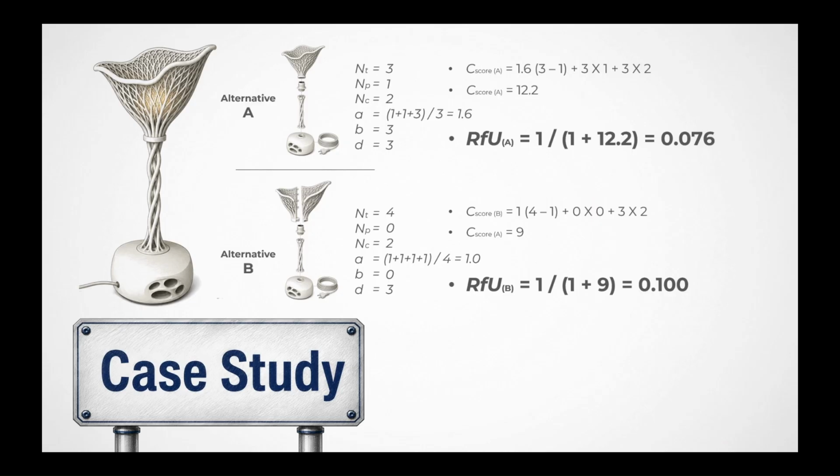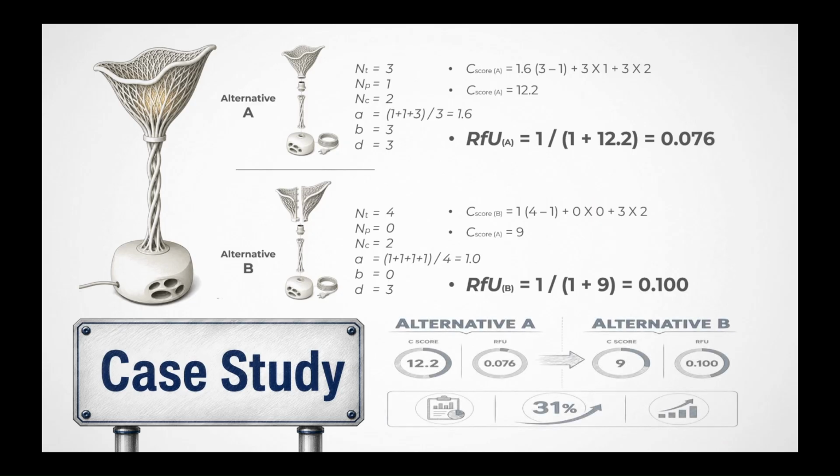Comparing the 2 outcomes shows that by splitting the shade into 2 parts to eliminate support post-processing and improve handling, the Cscore drops from 12.2 down to 9, causing the RFU to jump from 0.076 to 0.100, a 31% increase in operational readiness.